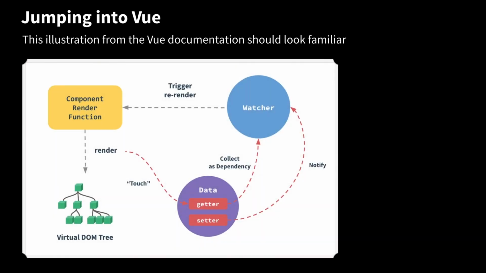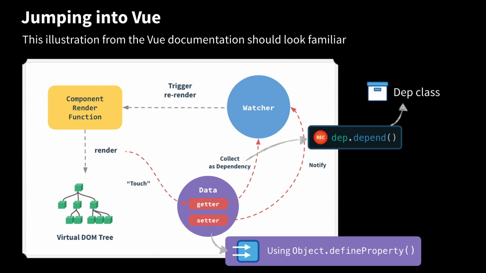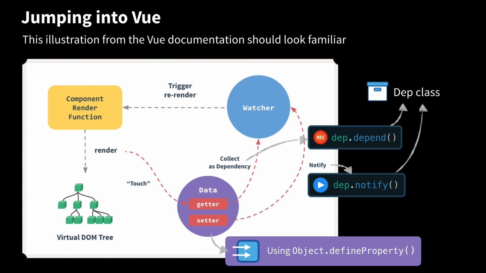Let's start thinking about how this might be implemented in Vue by jumping into this illustration. As you can see here, we have data getters and setters. That's using Object.defineProperty. When get is run on a reactive property, we collect it as a dependency and call dep depend on our dep class. And when our property is set, we call dep notify also on our dep class. Notice Vue also has a watcher. It's much more complex than the watcher we wrote, and we'll get there in future lessons.